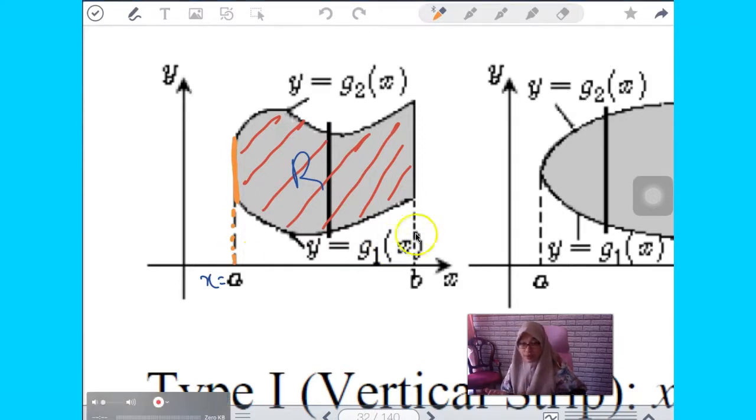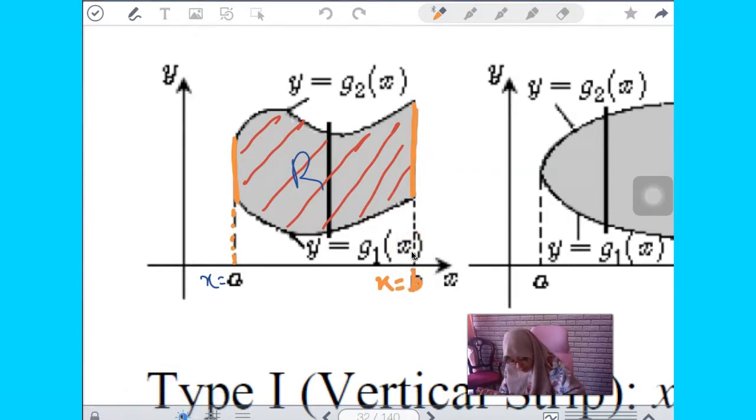Then you look at the highest, the possible maximum value of x. You can see that the maximum value of x is coming from this line. So what is the equation of this straight line? This one should be x equal to b. You can see this line, right? It should be a straight line, because you said that we want to set x constant. So now you can see that x is lying from a to b.